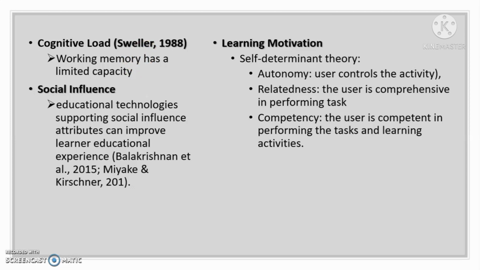The third one regarding learning motivation, for example, self-determination theory that includes autonomy, relatedness, and competency. These three factors, the autonomy, relatedness, competency, have positively influenced user motivation to use web-based technologies and in essence promote collaborative learning.